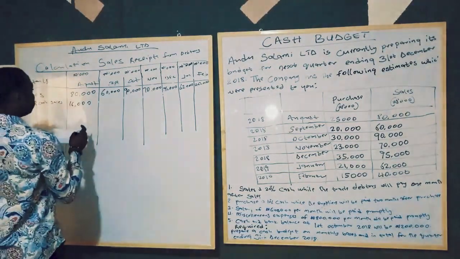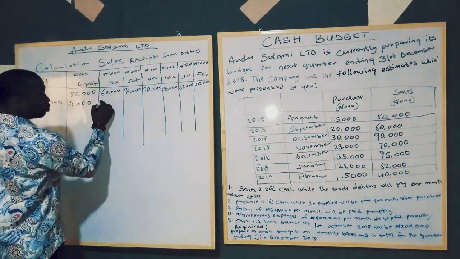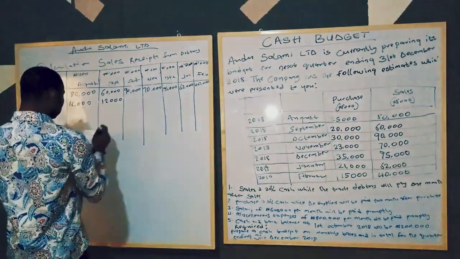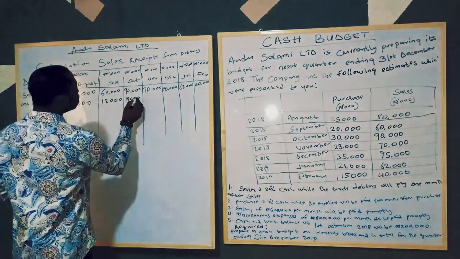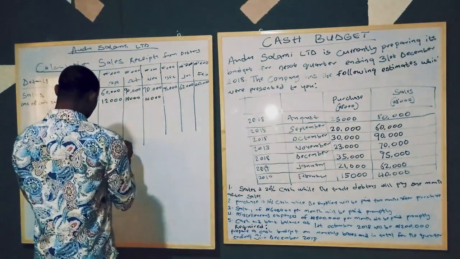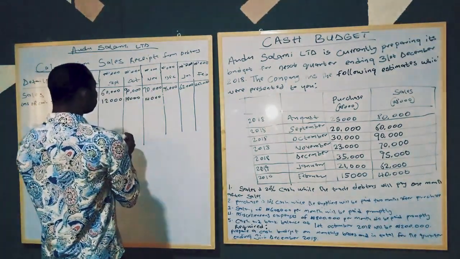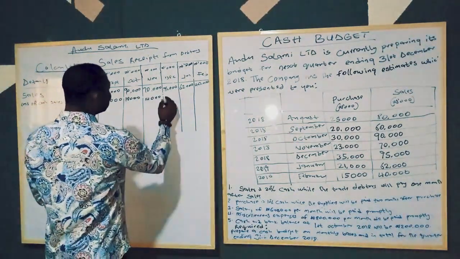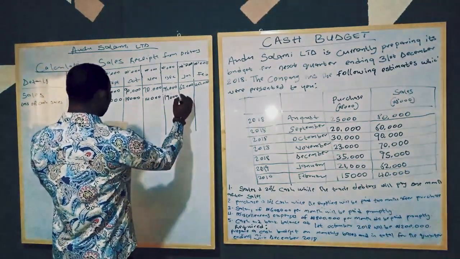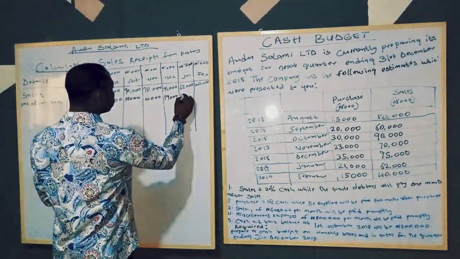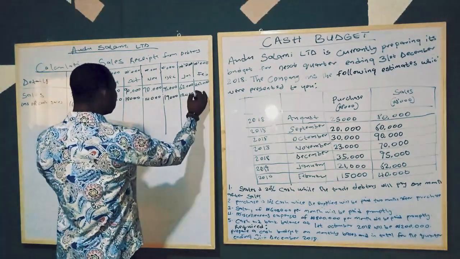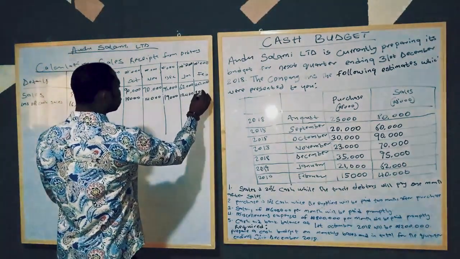Then 20% of this 60,000 will be 12,000. 20% of this 90,000 will be 18,000. And 20% of this 70,000 will be 14,000. Then 20% of this 95,000 will be 19,000. 20% of this 62,000 will be 12,400. And 20% of this 40,000 will be 8,000.